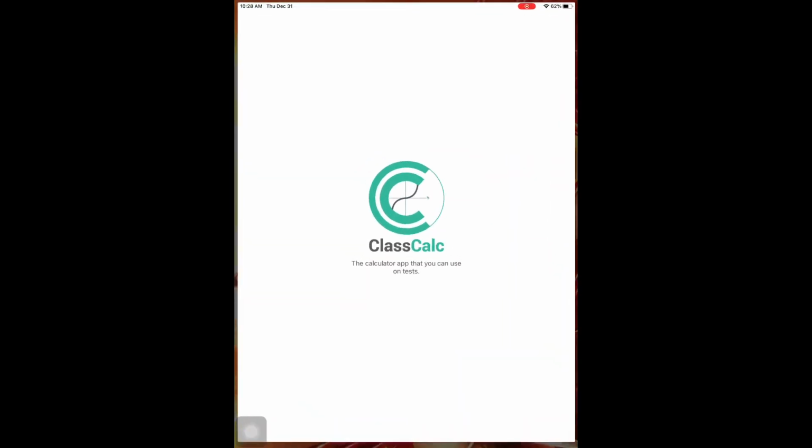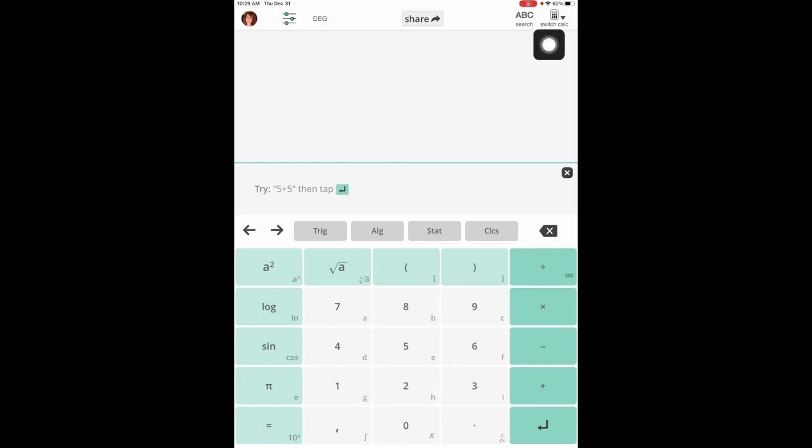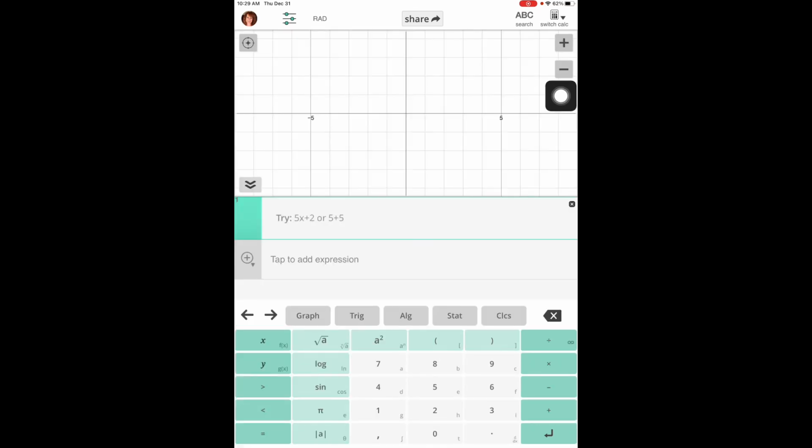Now let's jump over to ClassCalc and talk about how to do that here. The first thing you want to do on ClassCalc is up here on the calculator bar. You want to make sure that you're in graphing. Okay, that gives you all these options, and this is kind of your place where you type things. So we're going to type y equals, and then we're going to type our equation. So let's go x plus 2, and then x minus 1, and x plus 5. Okay.